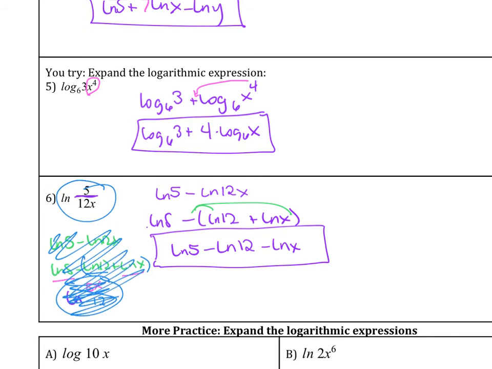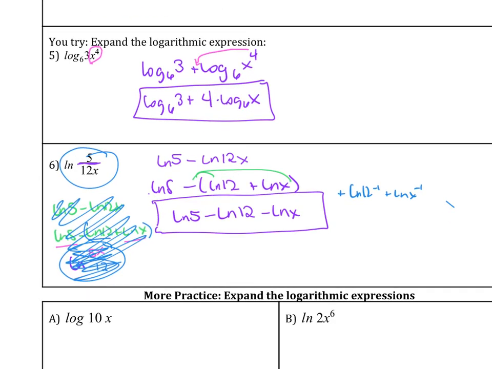Okay, and another way to look at it is if we were to condense, right? Say we put this negative to the top. So if you think natural log of 12 to the negative 1, and then plus natural log of x to the negative 1, remember negative exponents tells us it goes in the denominator. Okay, so just kind of little things to help you out, whatever makes the most sense to you as to why you should move it.